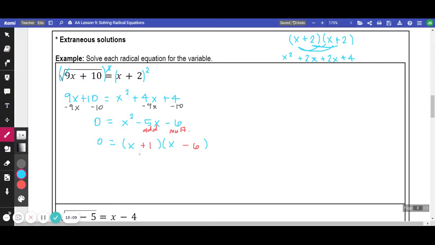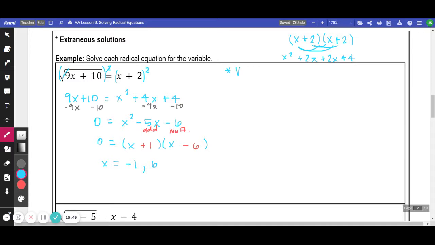Okay. Remember, our whole goal here is to figure out what x equals. So what can I put in for x to make this equal to 0? Well, to make this one equal to 0 would be a -1, because -1 plus 1 is 0. And to make this one equal to 0, it would be a +6. 6 minus 6 is 0. So I get two possible answers. I need to go back up to the top and check both of them. They could both work. Maybe one of them works. Maybe neither of them work. So we have to go back up and check.